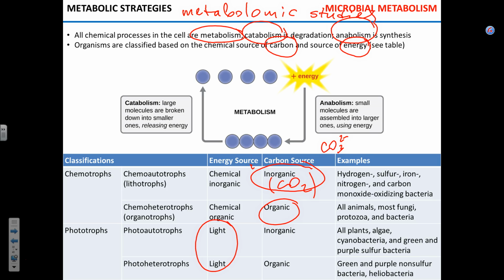And another is chemical source of energy. Now, chemicals that can be used as the energy source can be, again, organic, or in some cases, they can be inorganic. Now, this may sound again like a little bit of a philosophical question, but let's start with sunlight. So sunlight, which organisms use sunlight as the source of energy?